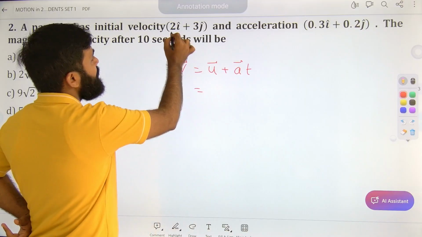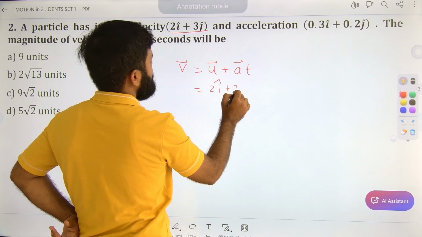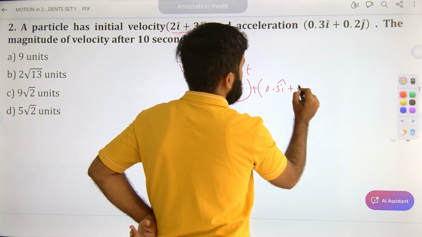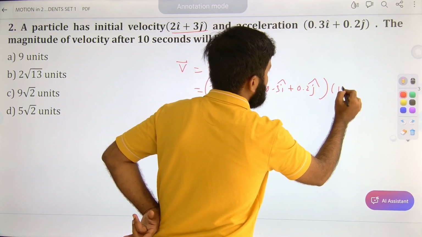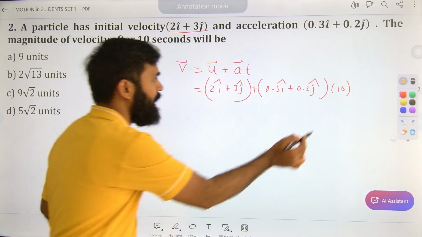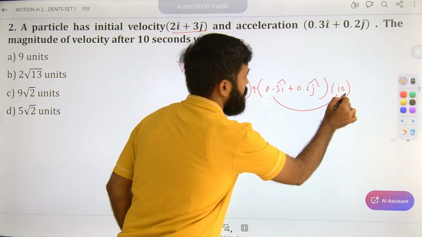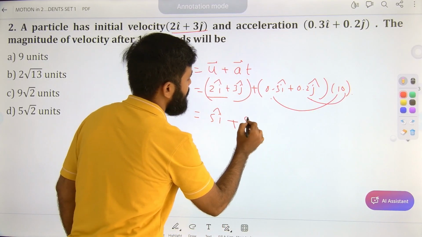So U is what? 2I plus 3J. Acceleration is what? 0.3I plus 0.2J. Time is what? 10 seconds. So 10 into 0.3, 3I plus 2I, 5I. And this will be 2J plus 3J, 5J.